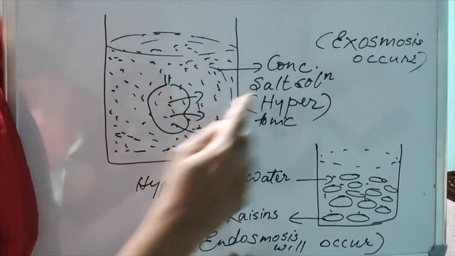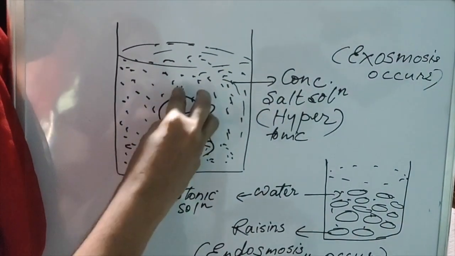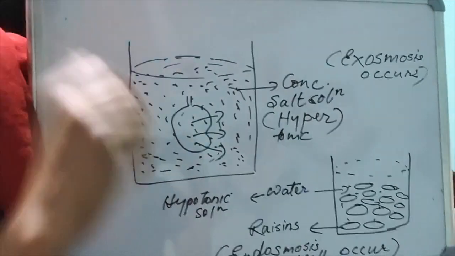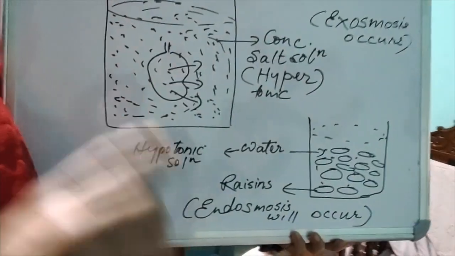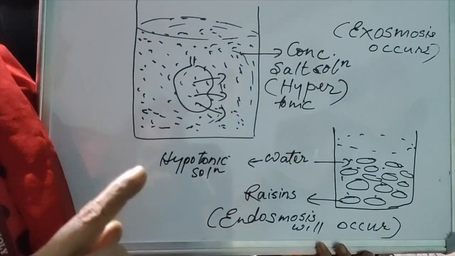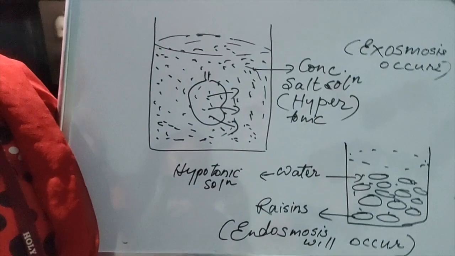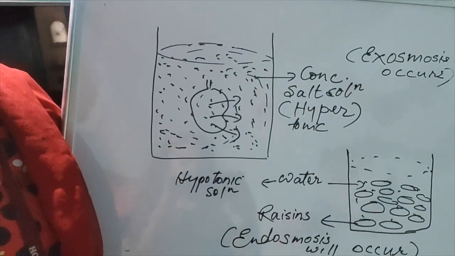So what will happen? Exosmosis will occur. Due to exosmosis, the mango, or the cell, will start shrinking. Okay. Now, if a solution has fewer dissolved particles, that means the solute is very little, whereas water molecules are so much, then such a solution is called a hypotonic solution.